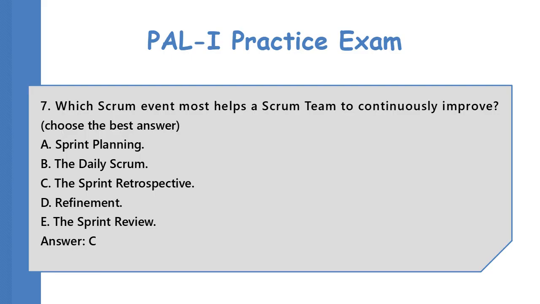7. Which Scrum event most helps a Scrum team to continuously improve? Choose the best answer. A. Sprint planning. B. The daily Scrum. C. The sprint retrospective. D. Refinement. E. The sprint review.